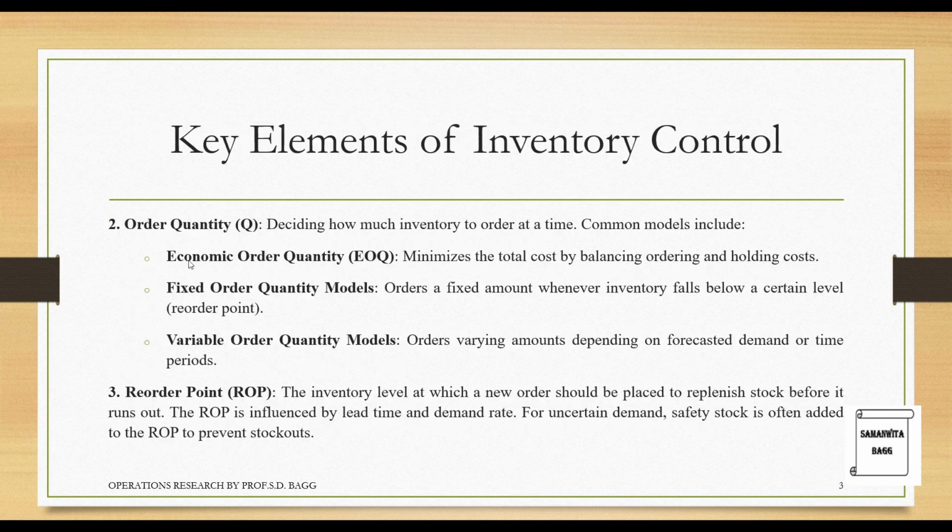The next one is order quantity. It is indicated with Q, deciding how much inventory to order at a time. Common models include economic order quantity. It is called as EOQ model. It minimizes the total cost by balancing ordering and holding cost. So the EOQ model helps you to minimize the total cost by balancing the ordering and the holding cost.